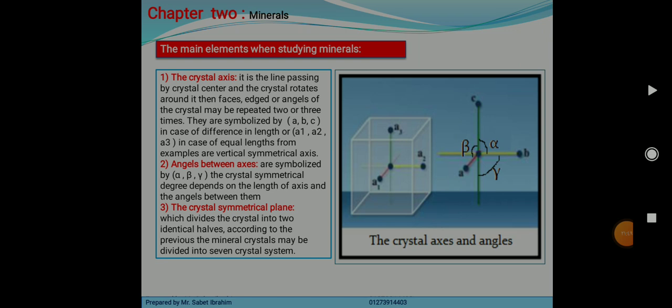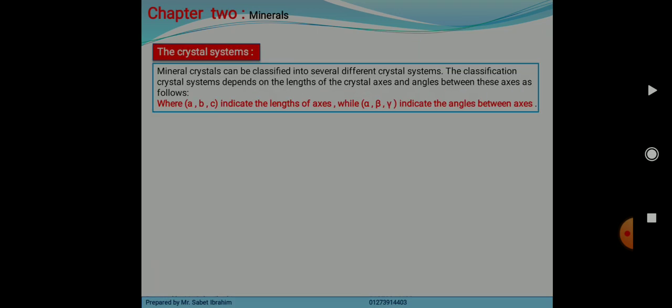And now, according to the elements, we can divide the mineral crystals into 7 crystal systems. So we are going to consider A, B, C indicating the lengths of axes, while alpha, beta, and gamma indicate the angles between axes.